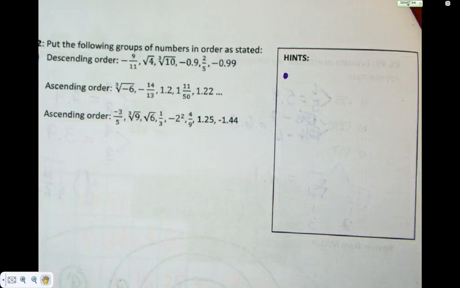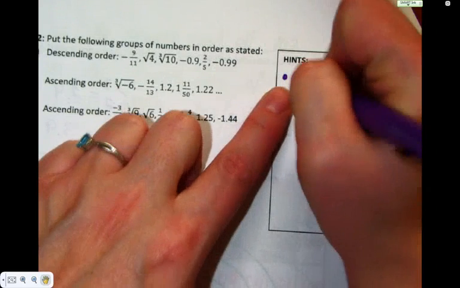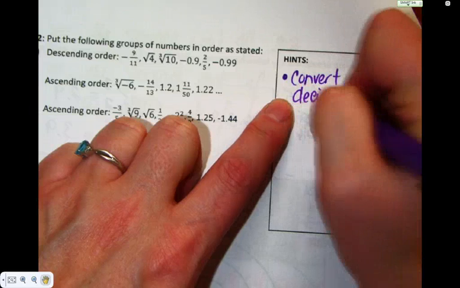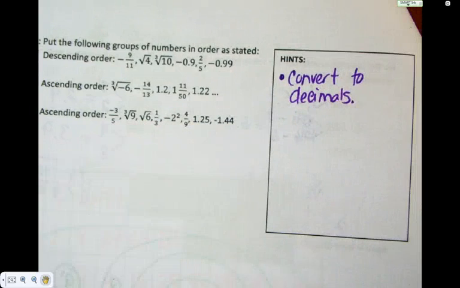Okay, grab your calculators. What's your natural instinct? Turn them all to the same thing, and what are you probably going to want to turn them into? You can't, because a fraction won't be a whole number. Decimals. So convert them all to decimals. Our brain thinks in decimals.